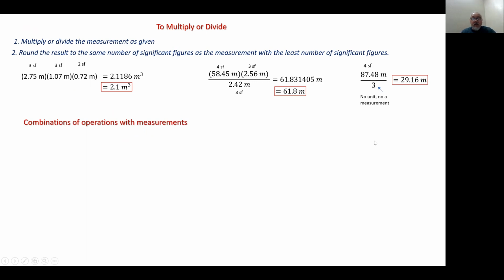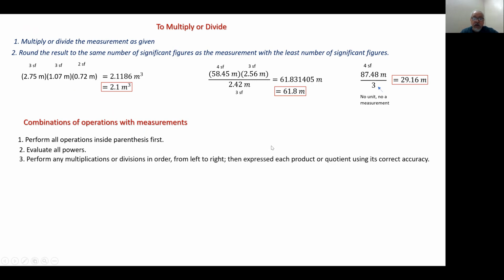Okay, now let's make a combo of addition and multiplication. Again, perform all the operations inside parentheses first, right? Evaluate all powers, and perform any multiplication or division in order from left to right. Then express each product or quotient using its correct accuracy. And finally, perform any addition or subtraction in order from left to right. Then express the final result using the correct precision.